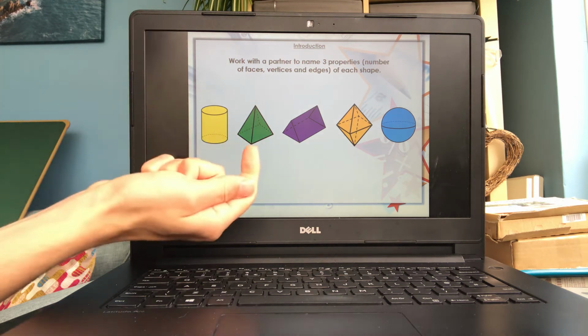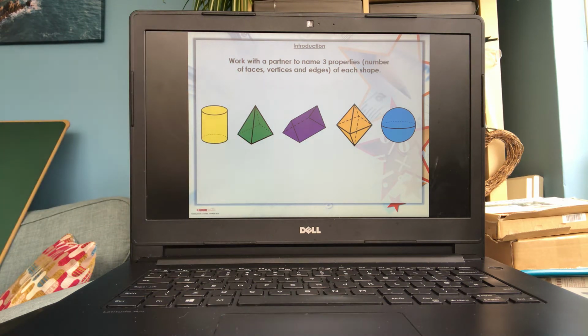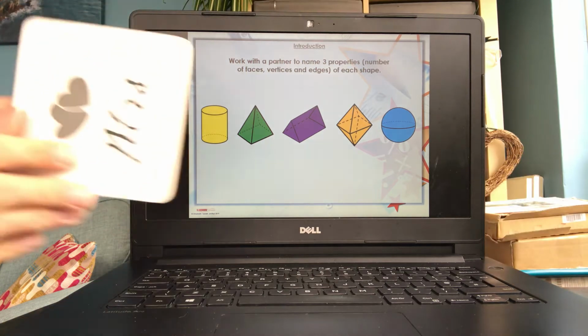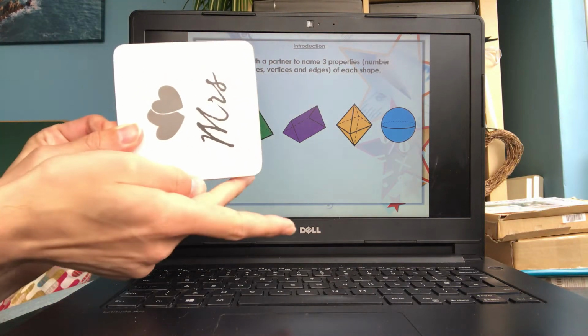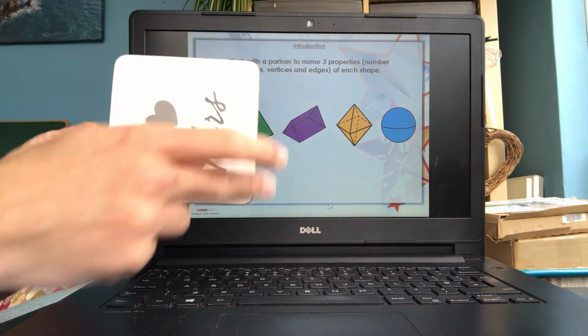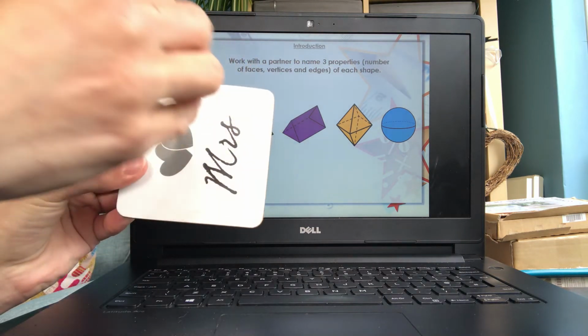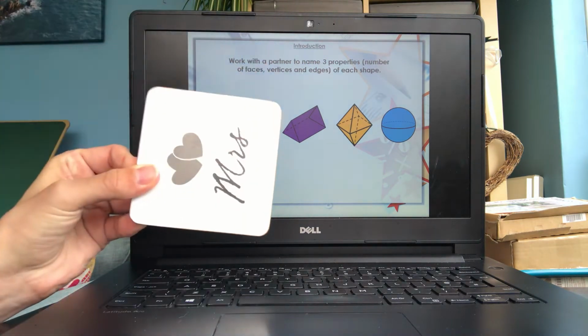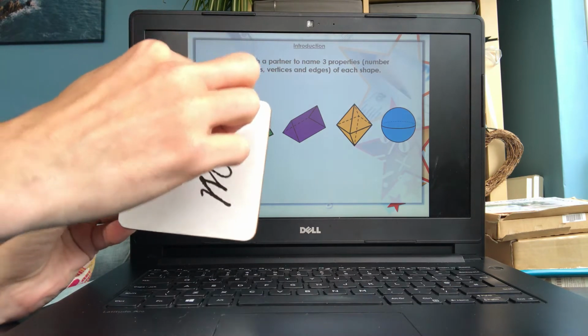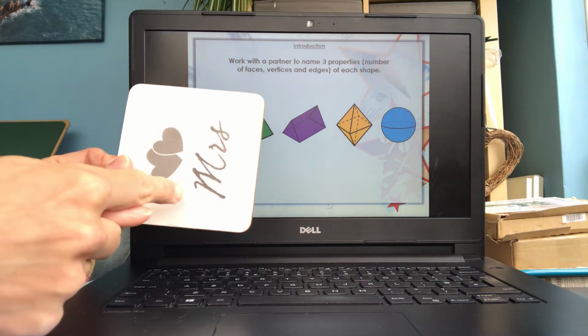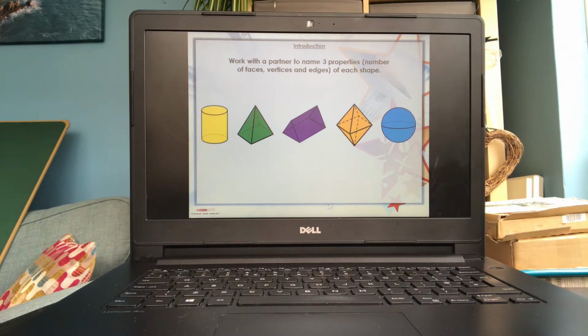Well, we know it's got a square at its bottom, and if you think about a square, here's a nice coaster I've just found. A square has four sides, so it's going to need four triangles, so four faces to make the pyramid. One triangle coming from there, one from there, one from there, and one from there. So that would be five faces, the square on the bottom and the four triangles.